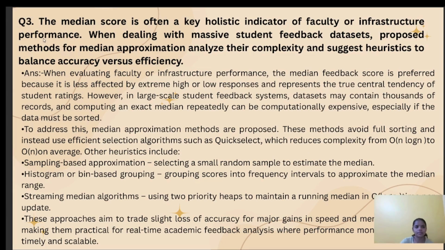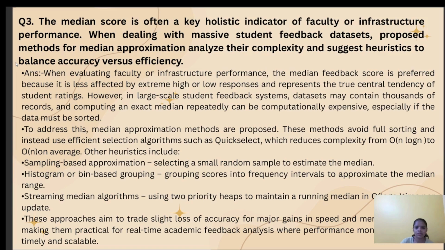Now the next question. The median score is often a key holistic indicator of faculty or infrastructure performance. When dealing with massive student feedback data sets, propose methods for median approximation, analyze their complexity, and suggest heuristics to balance accuracy versus efficiency. The answer: when evaluating faculty or infrastructure performance, the median feedback score is preferred because it is less affected by extreme high or low responses and represents the true central tendency of the student ratings.